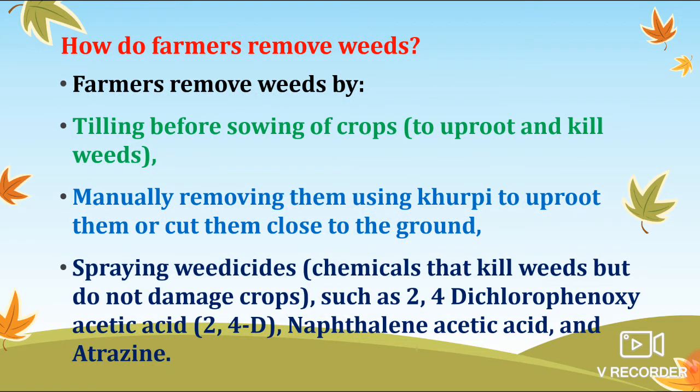So how do farmers remove them? Tilling or ploughing before sowing the crops. When you plough the field, it uproots and kills the weeds. Suppose you have planted the crop in the field, and now what do you have to do? The farmer needs to remove them manually using a khurpi to uproot them or cut them close to the ground.